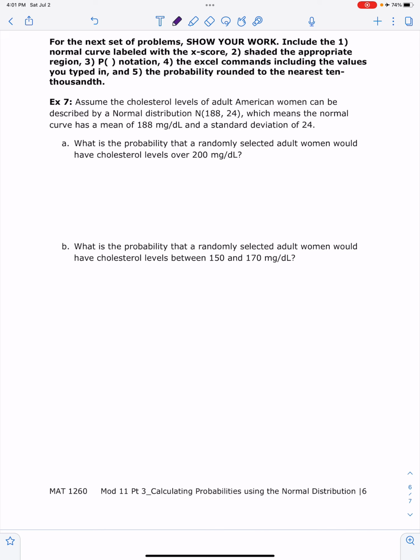So we are going to start the way we did before. We are going to draw that normal distribution. Here, though, I'm not using 0 as my mean. I don't have z-scores. I am going to use that mean of 188. My standard deviation is 24. So if I add 24 to that, I get 212, which means that my cholesterol level of 200 is somewhere in here.